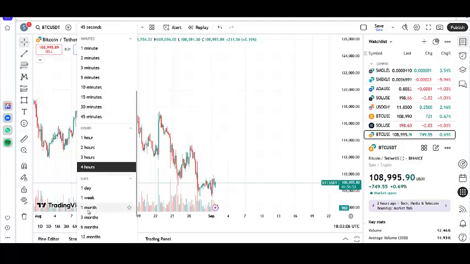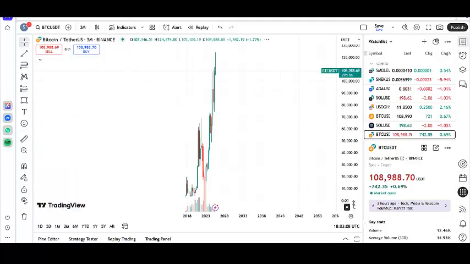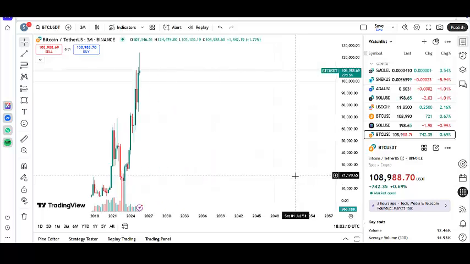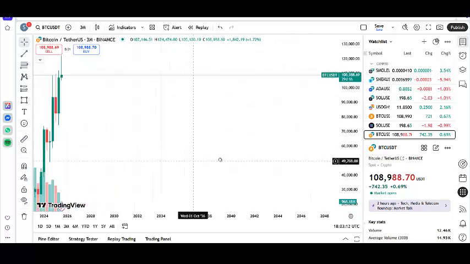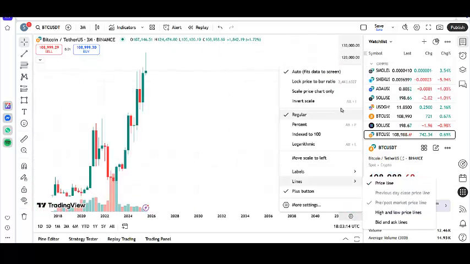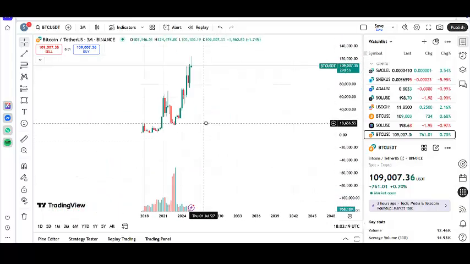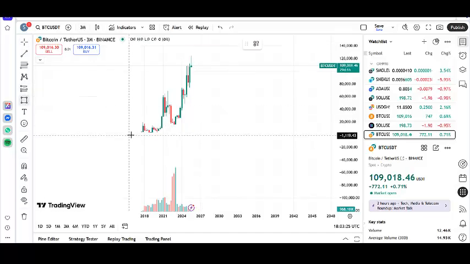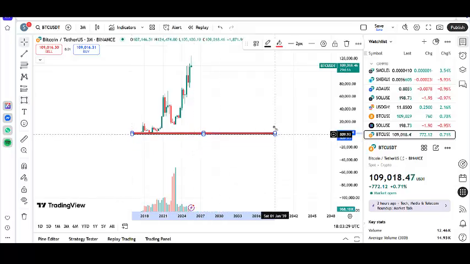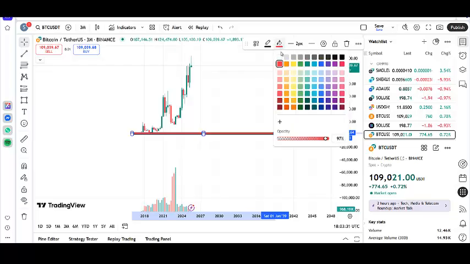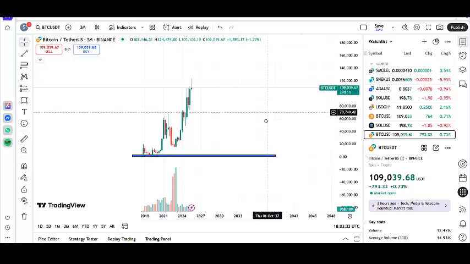But I want to draw the entire level again so we get to see the bigger picture. We get to see what's going on. So this is the 3 months time frame. I start by drawing the support and resistance on the 3 months time frame. So this is the 3 month support and resistance as you are seeing.